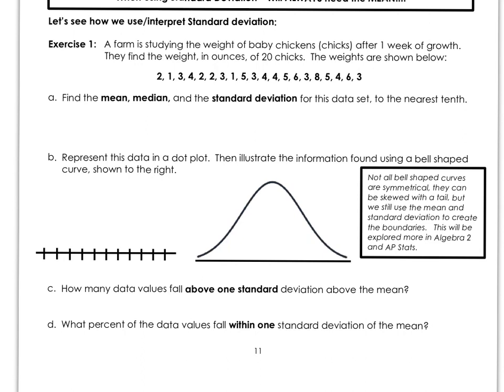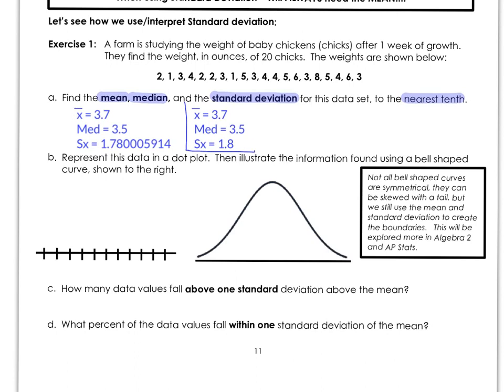Then you're going to go ahead and find the mean, which is X bar, median, MED, in the calculator, and standard deviation, which is SX, for the data set, rounding to the nearest tenth. So when we go to our calculator and we look at the mean, median, and standard deviation, the mean is right at the top. The median we have to scroll down to find, and then the standard deviation, you have to scroll back up to find in the calculator. And then we get these values, 3.7, 3.5, and 1.8.